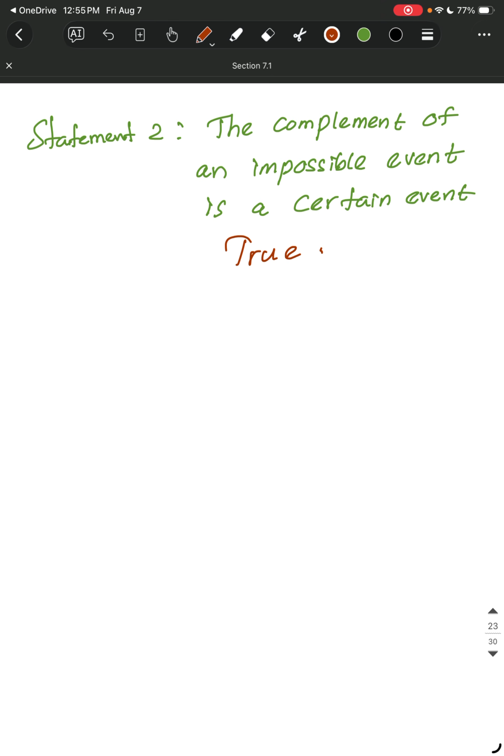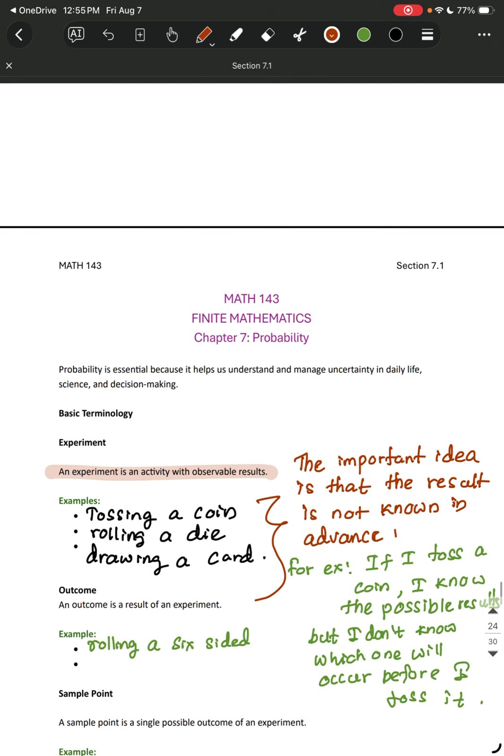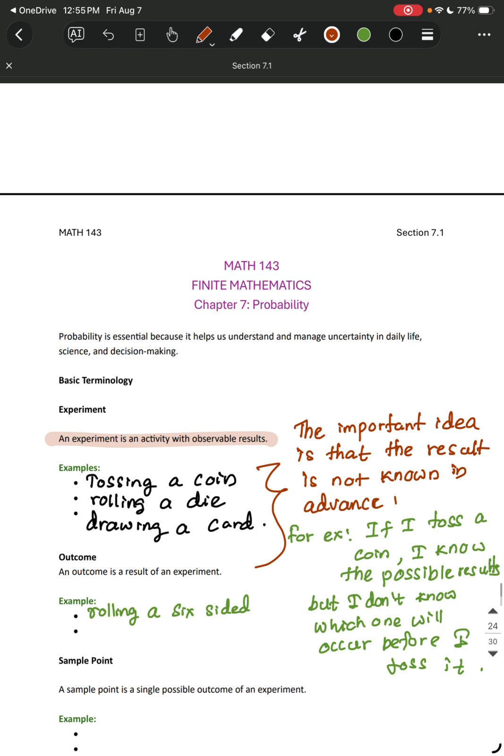Today we began our study of probability. We defined an experiment, an activity that produces observable outcomes. We learned that the sample space contains all possible outcomes, while an event is a subset of the sample space. We also studied simple events, certain events, impossible events, unions, intersections, complements, and mutually exclusive events. The most important idea to remember is that probability uses the language of sets. Everything we learned in chapter 6 will help us understand probability much more easily.